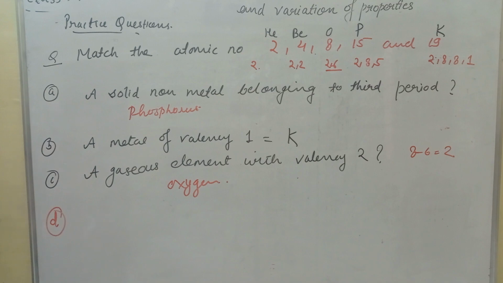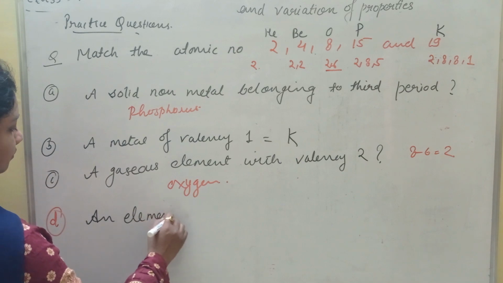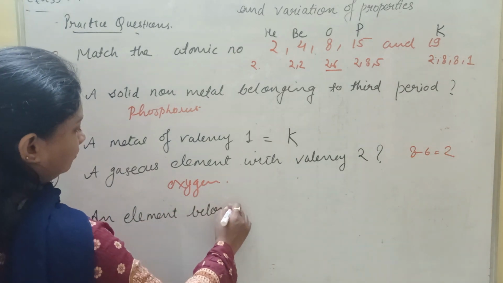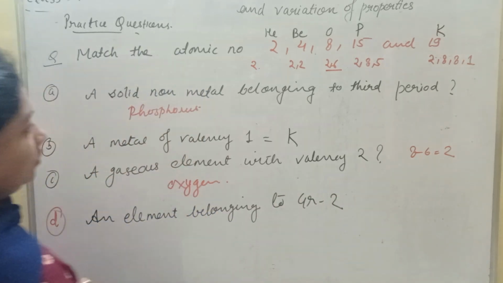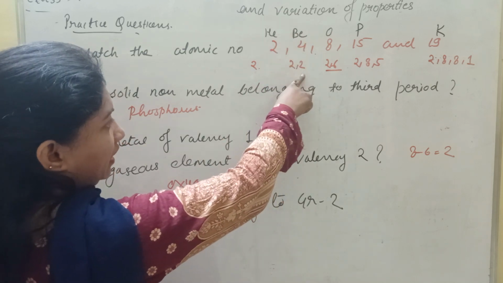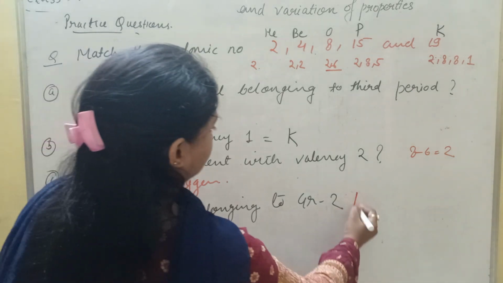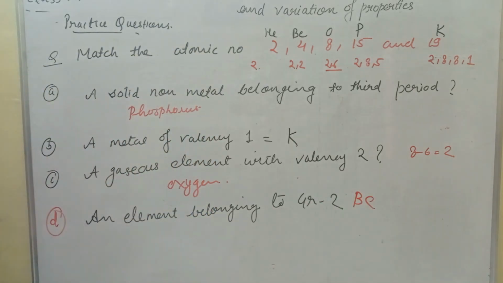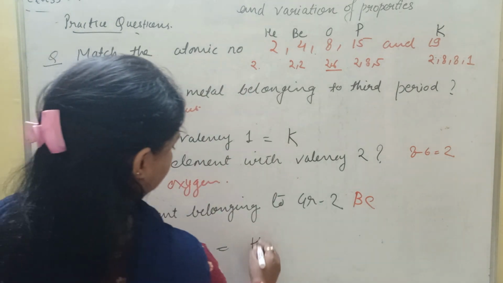An element belonging to group 2. If the valency is 2, that means it belongs to group 2. So the element is beryllium. A rare gas is helium.